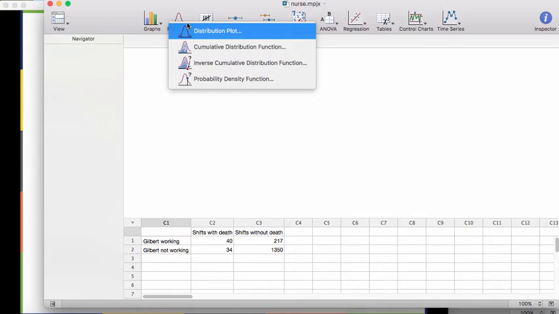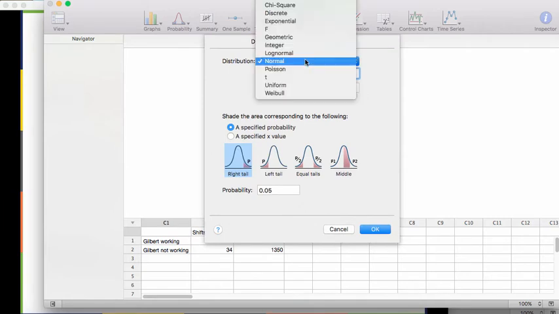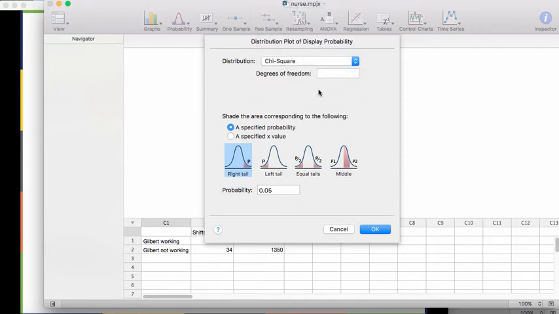We're going to go to the distribution plot. We're going to display the probability. We want to switch over to a chi-square distribution. It's going to ask the degrees of freedom, which is 1. And we're going to be doing this for significance of 0.01. This is going to produce a chi-squared distribution graph.